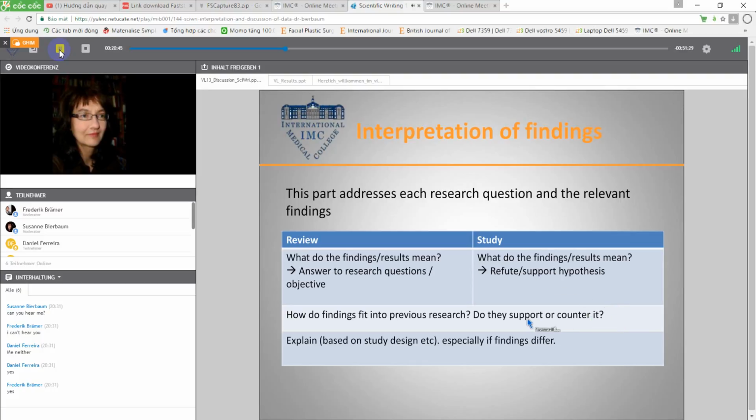Then, of course, literature context goes for both of them. What did others find? What are the opinions of others? And explain, especially if you find differences, what might be the reason for those differences? Think about it. Might be the study design, anything else, any point you can make. If you cannot find a reason, that's also something to state.